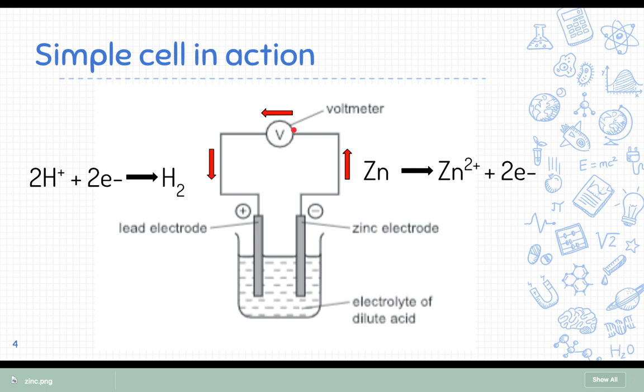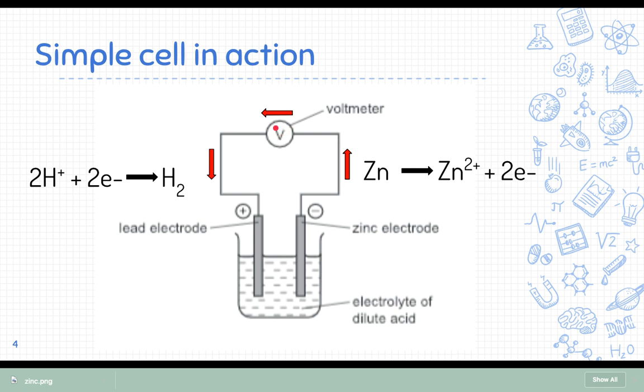First things first, what we need to do is have a look. Which is the more reactive out of zinc and lead? Well, zinc is more reactive than lead. Therefore, the zinc electrode will become the negative pole. In other words, it will begin to give out electrons flowing around here. We'll be able to measure them through the voltmeter.